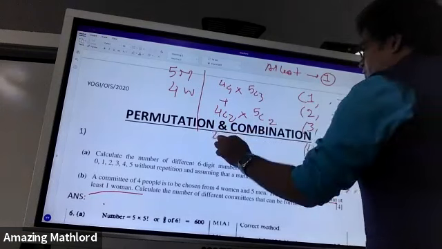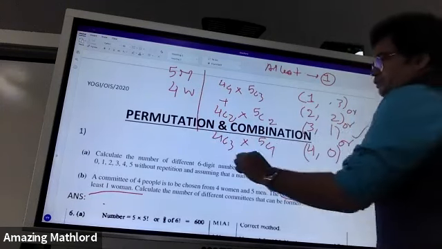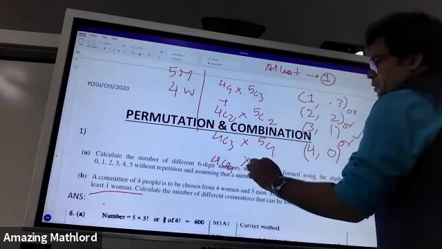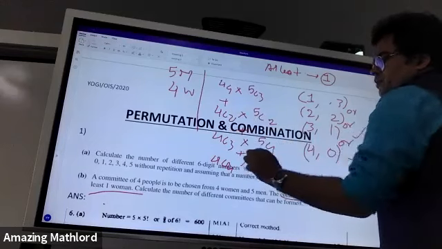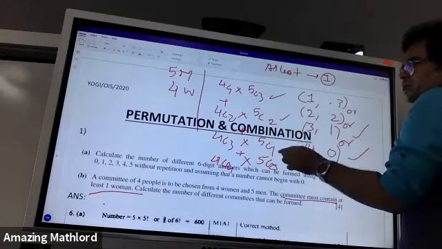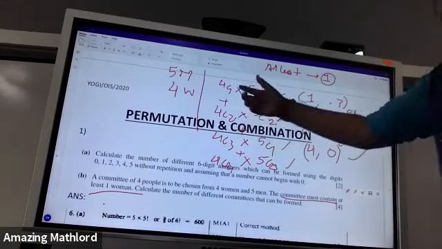Then 4 choose 3 times 5 choose 1, and 4 choose 4 times 5 choose 0. And of course, you're going to add these. So find out the individual answers and add them up. Since I have got the answer already, now I'll just repeat again.